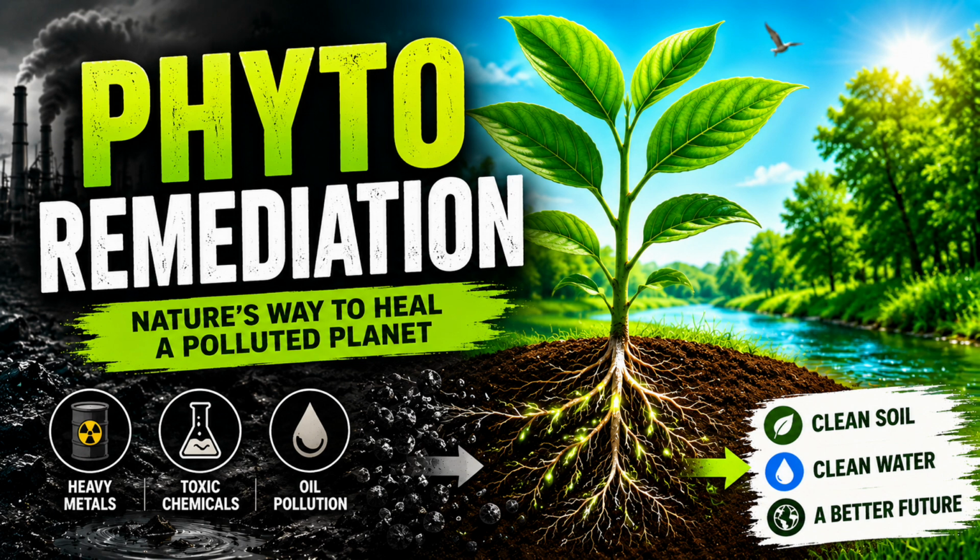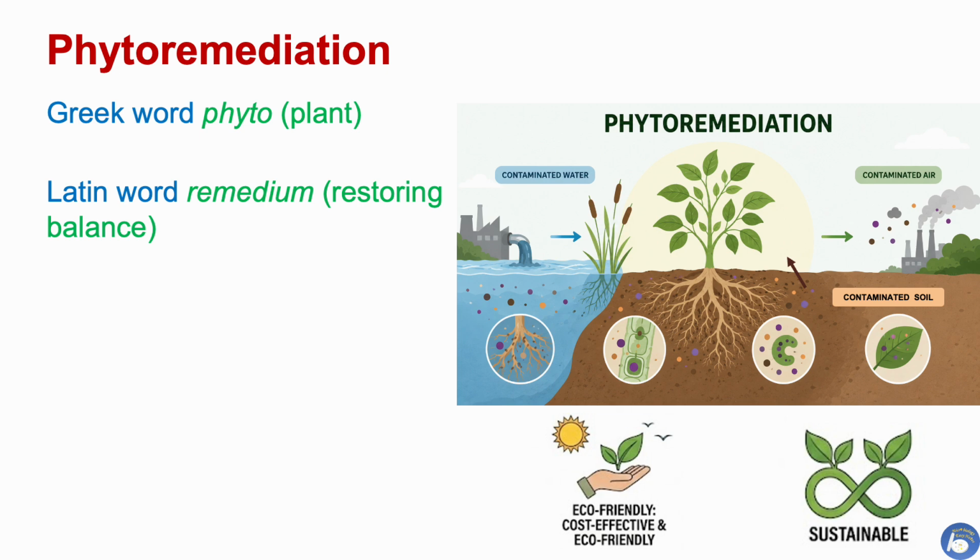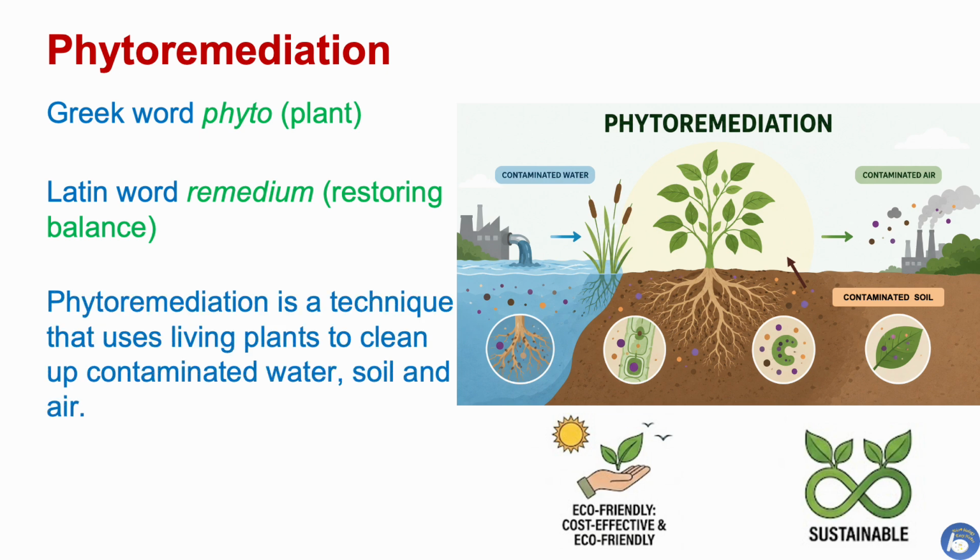Topic of today is phytoremediation. The word phytoremediation is derived from the Greek word phyto, which means plant, and the Latin word remedium, which means restoring balance. So phytoremediation is the technique that uses living plants to clean up contaminated water, soil and air.